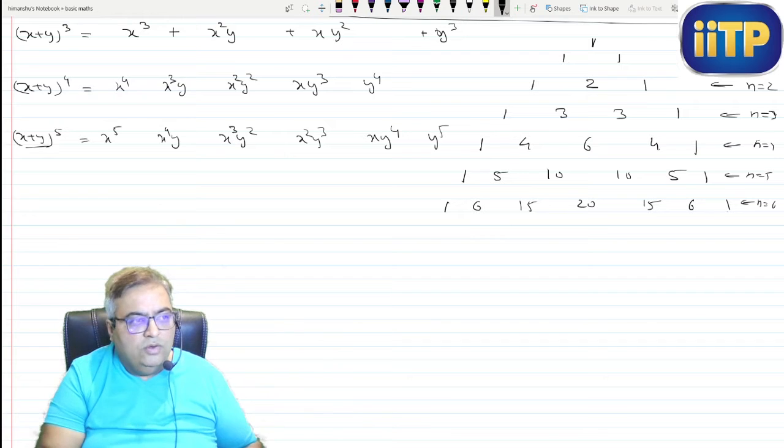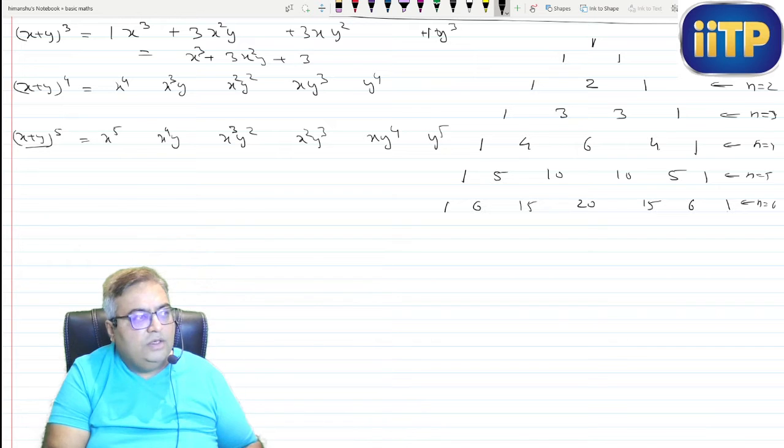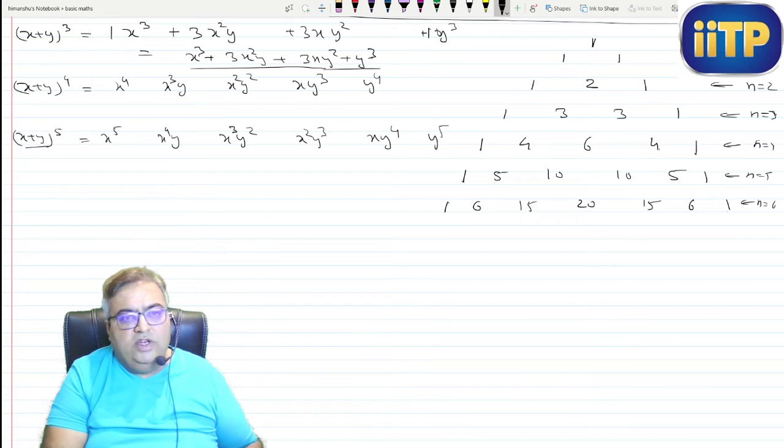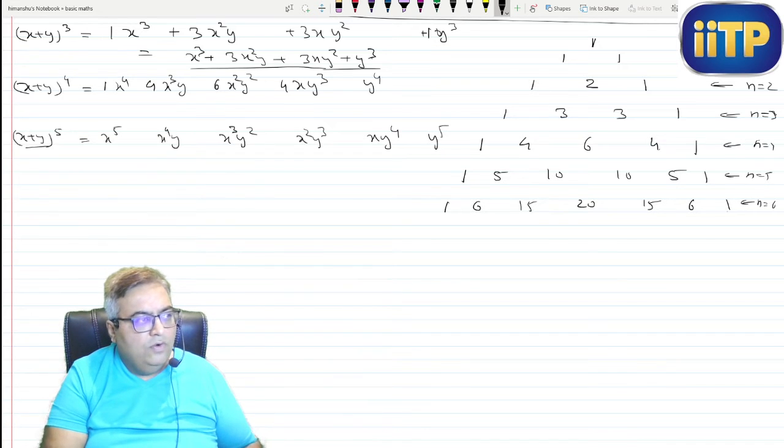Now for 3, you will write 1 3 3 1. So the formula for this is x cube plus 3x square y plus 3x y square plus y cube. Although you will remember this formula automatically when you utilize it many times, but still, this formula is less used, so you won't be remembering it. So what you can do, here it is 1, 4, 6, 4, 1.